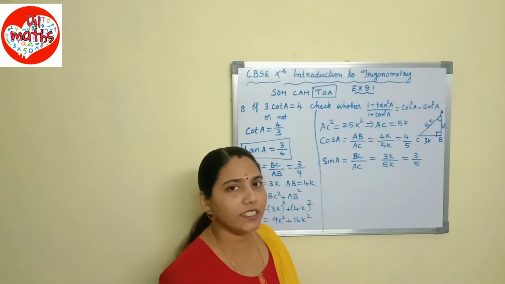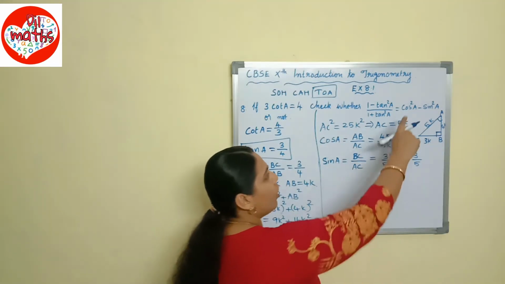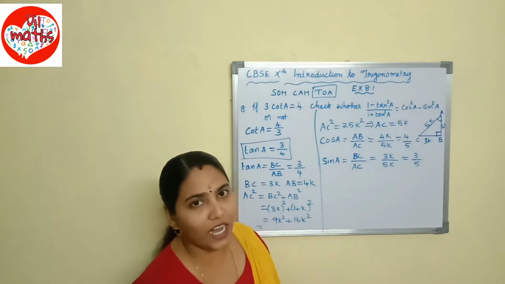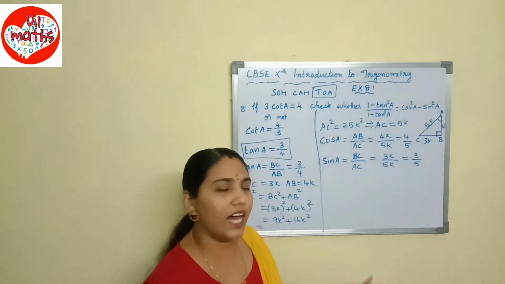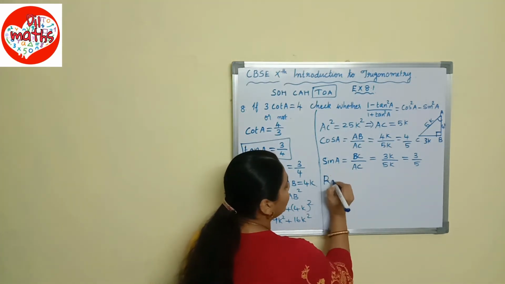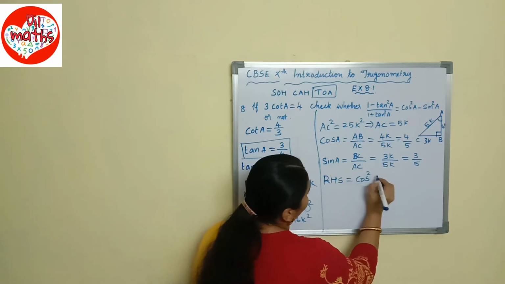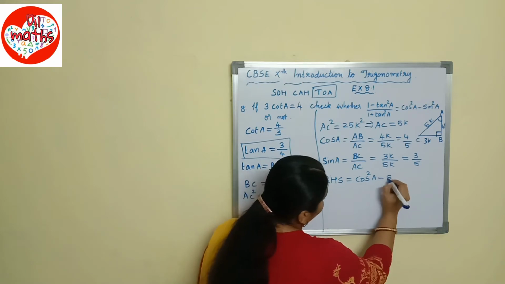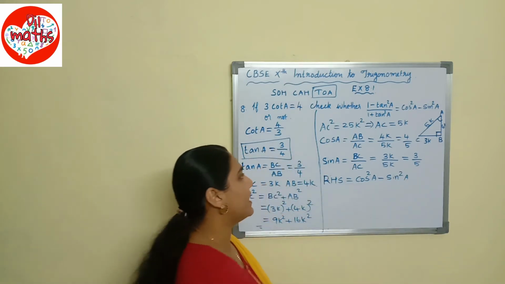Okay. First, we will take the RHS. What is the RHS here? Cos square A minus sin square A is the RHS. So we are going to substitute this cos A and sin A in the RHS. RHS is equal to cos square A minus sin square A.